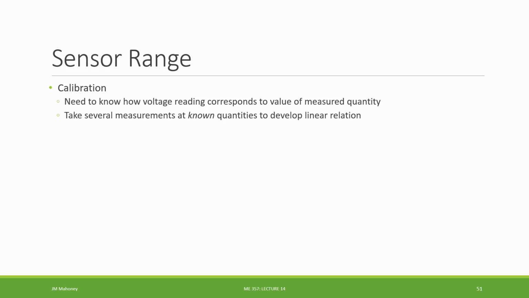Now, we probably, to calibrate it better, would take it at other known points as well to get a better fit. But what we're trying to establish is the linear relationship between the quantity it's measuring and the voltage. So that way later, when we're getting a voltage reading off of it, we know how to translate that into the value of the quantity it measures.